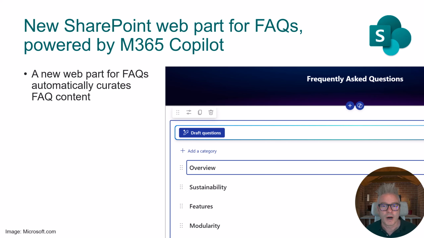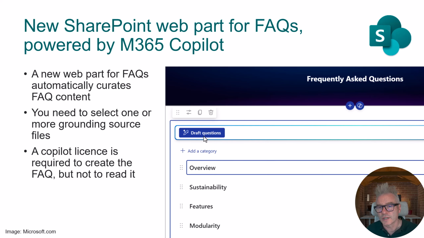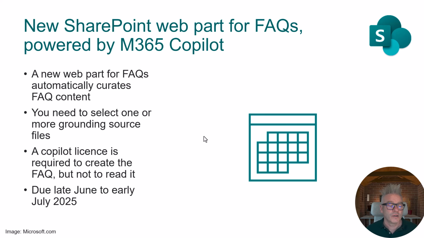A new SharePoint web part is coming for FAQs, powered by M365 Copilot. A new web part for FAQs will automatically create your FAQs for you. So I've got this web part in SharePoint, and I've got a new document, a document policy, great big HR policy, and I can point Copilot at this document and produce the frequently asked questions for it based on the contents of the document. Now, a Copilot license is required for you to create it, but it's not required for everybody to use it. So I think that's quite nice. Folks, late June to early July for that one.